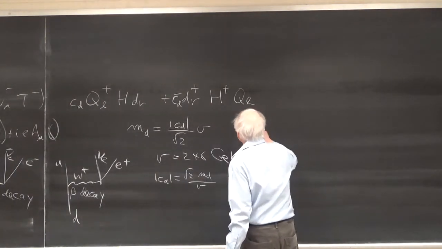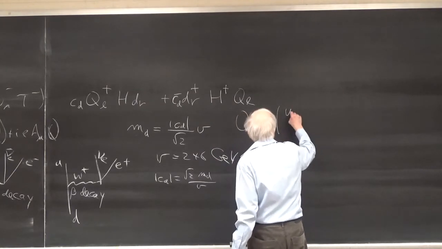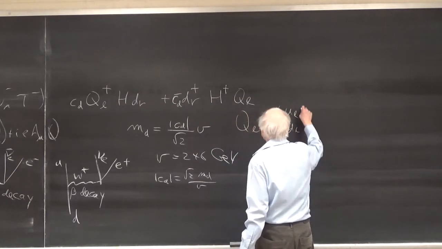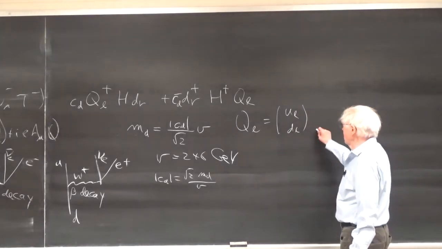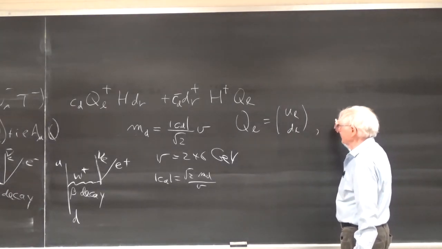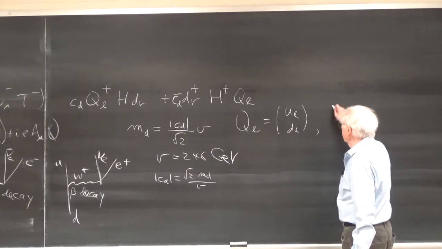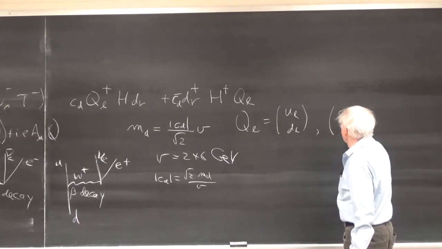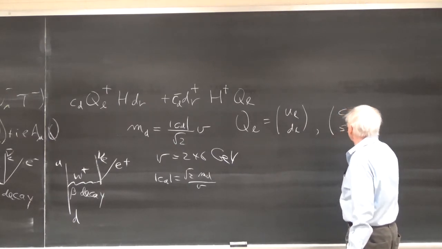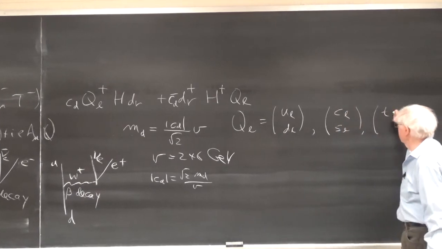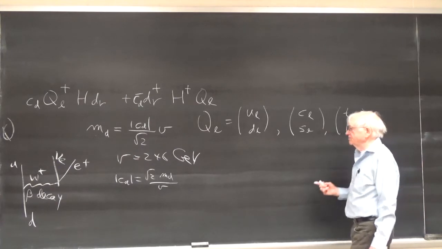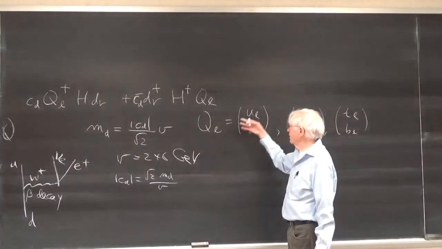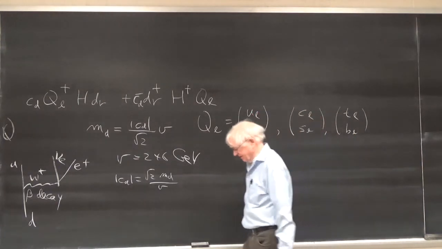This same term, by the way, this Q left is up left, down left, but of course there are others. There's the one for the second family, and that would be charmed left, strange left, and then there's the third family, top left, bottom left. So when I say QL, at the moment I'm just talking about the first family.